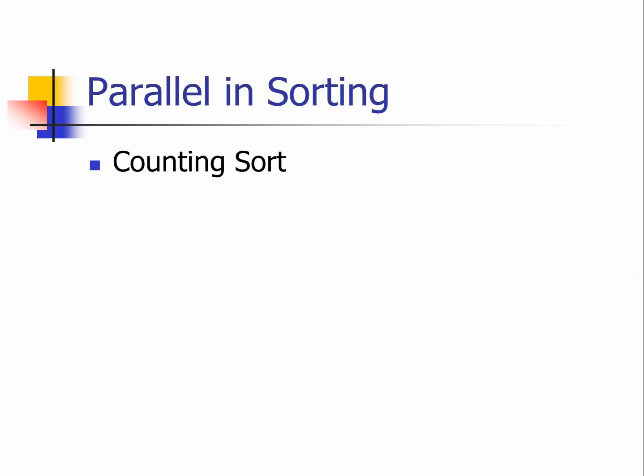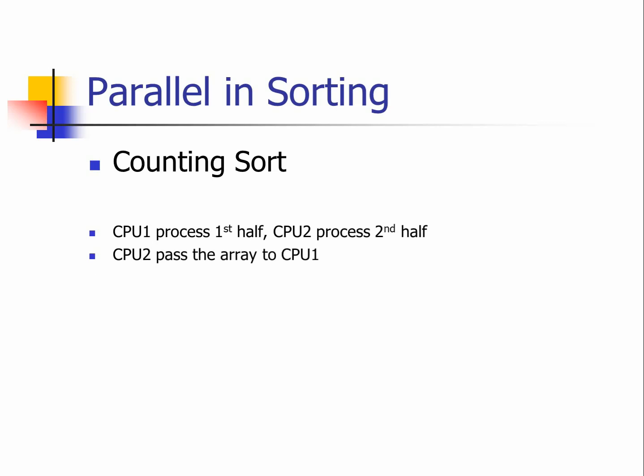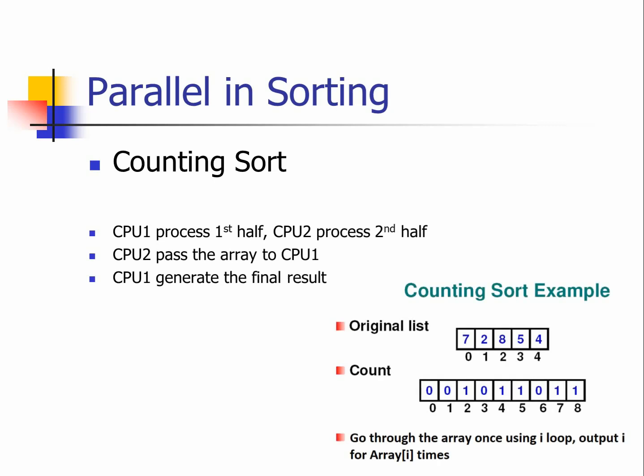For counting sort, it is pretty easy. As we mentioned earlier, we need to do the counting and create the additional array based on the range of the values. So CPU 1 needs to create that additional array, and CPU 2 will need to create the additional array as well. CPU 1 will count from the first location until the middle. CPU 2 will count the second half. Once they have gone through the counting, CPU 2 needs to pass that array to CPU 1, and CPU 1 needs to sum up all of the values in the 2 arrays and then generate the final result. So counting sort is also parallelizable for multiple CPU operations.